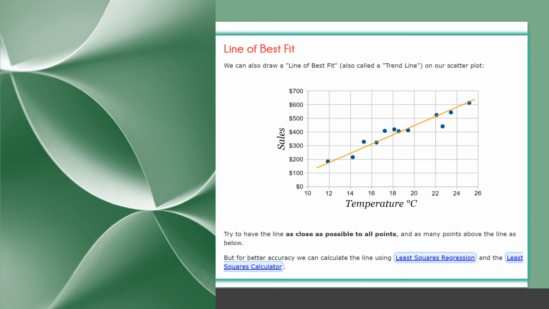So in this diagram, it looks like the points are very close to the line. So this line is the line of best fit. And also it has a strong relationship because the points are almost on the line and they're close to the line. So it is a line of best fit.